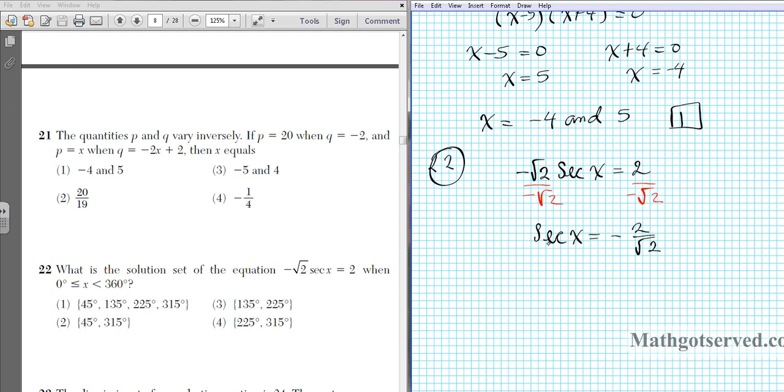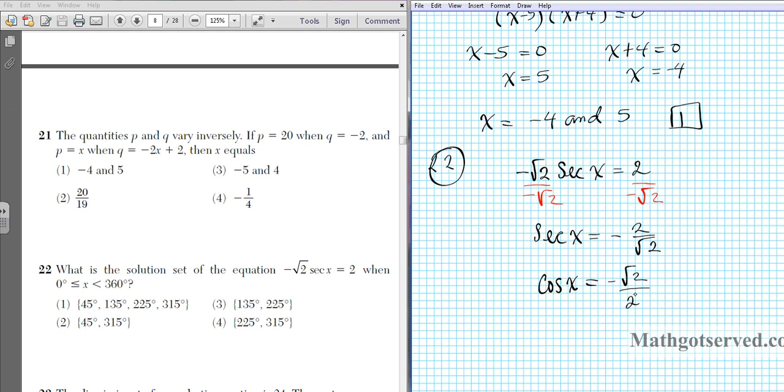Okay? I know how to find my sine and cosine. How do I transform this to one of those? Well, if you reciprocate this, we get cosine, right? So if I reciprocate this, I'm going to have cosine x equals, and I reciprocate that also, negative root 2 over 2. Okay? Now let's get what the reference angle is.